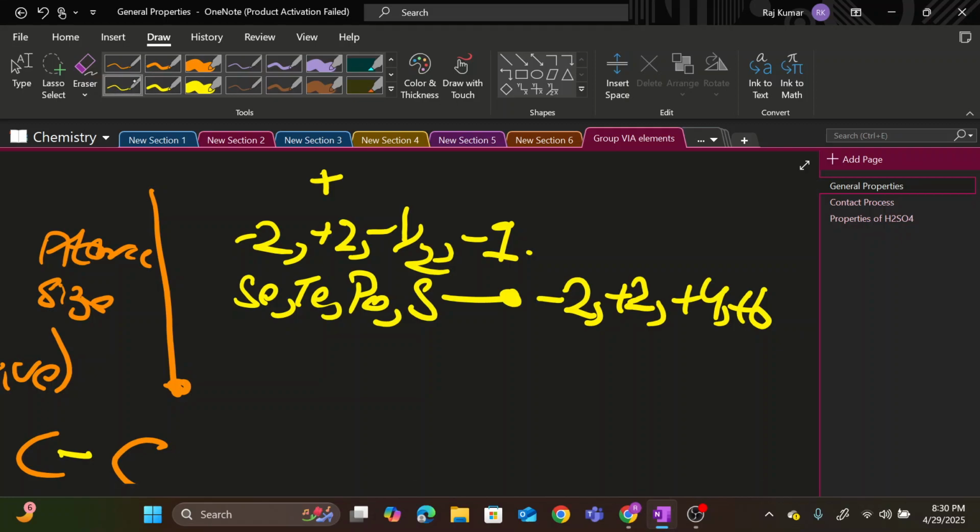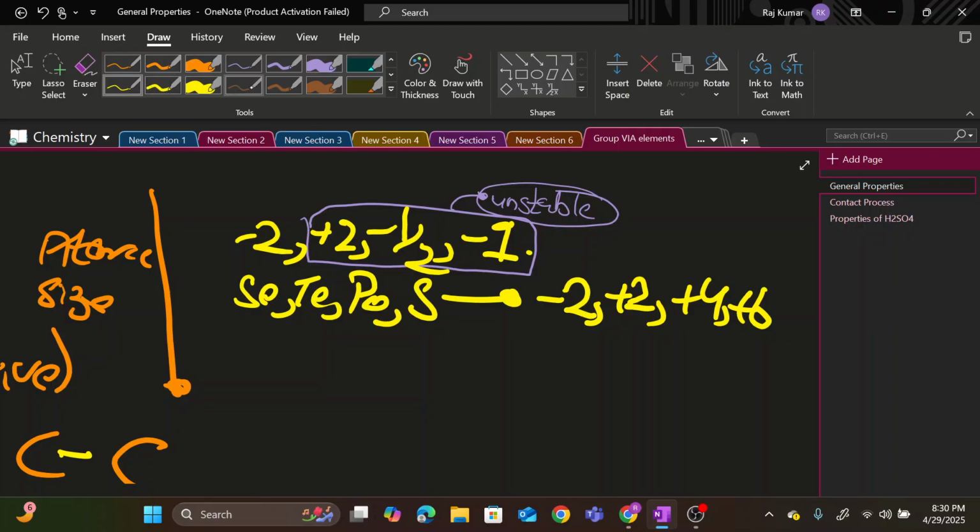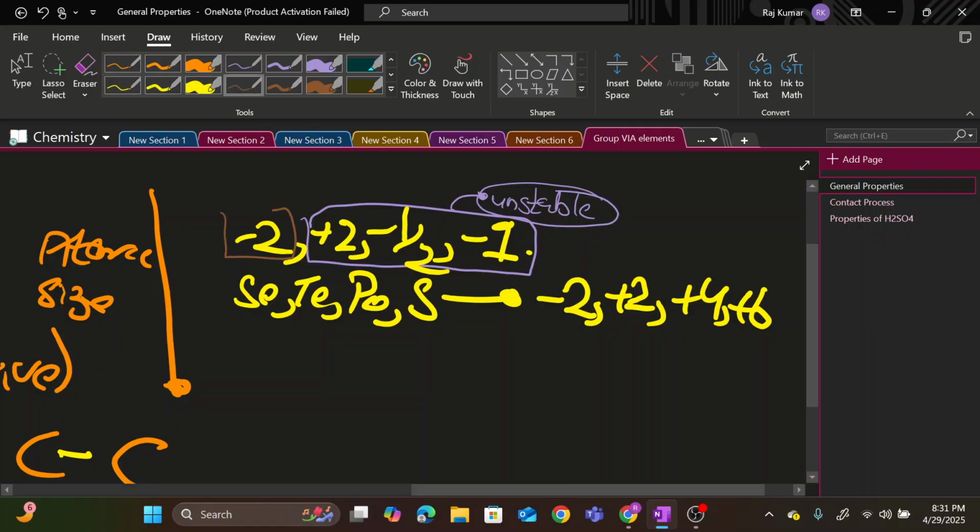By the way, the states which I have mentioned over here are found in unstable forms. When oxygen is in an unstable state, then these oxidation states can be found. But naturally, the state which is found is -2. And sulfur, selenium, tellurium and polonium have these states which are naturally found.